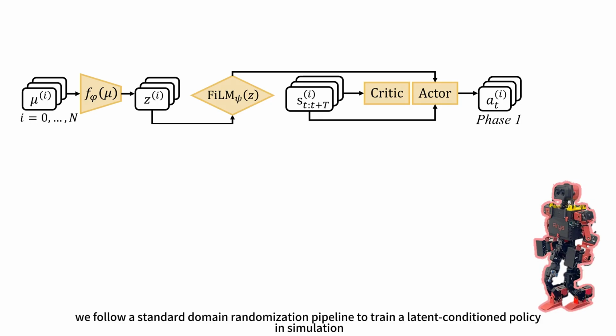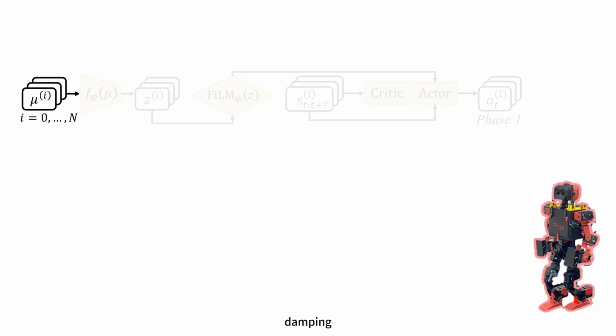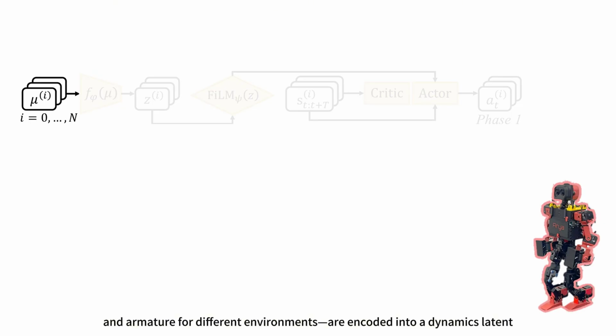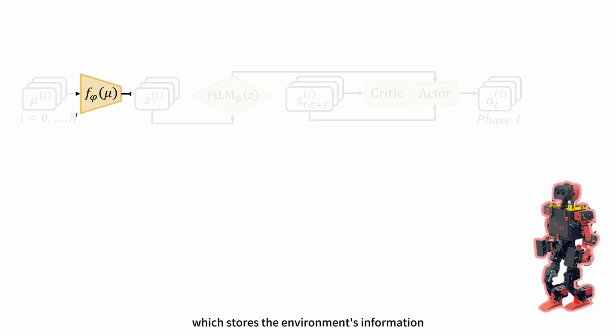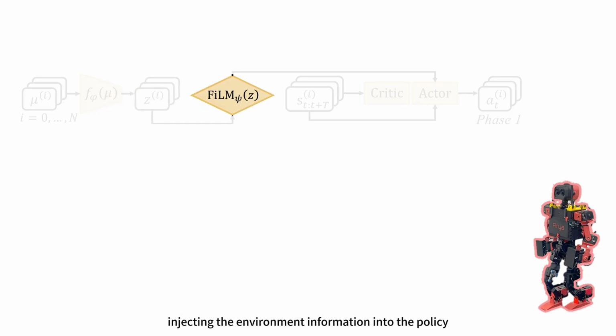In the first stage, we follow a standard domain randomization pipeline to train a latent condition policy in simulation. The domain randomization parameters, like friction, damping, and armature for different environments, are encoded into a dynamics latent, which stores the environment's information. This latent is then processed by FiLM layers to alter the intermediate features of the actor network, injecting the environment information into the policy.